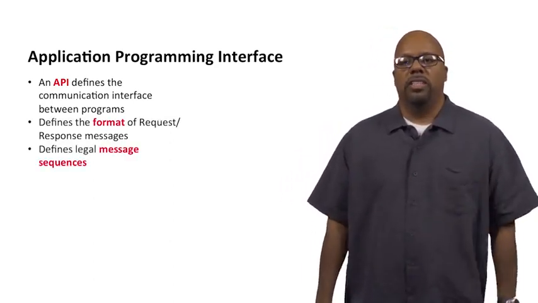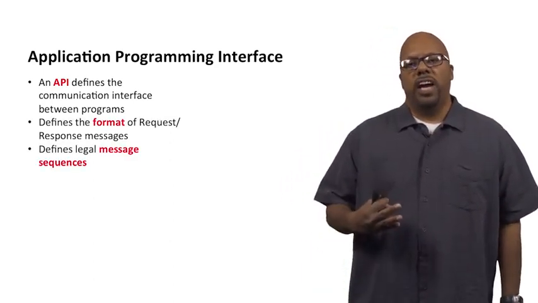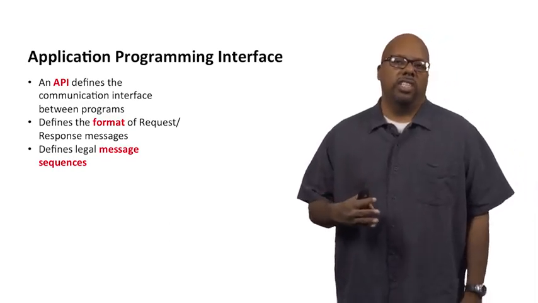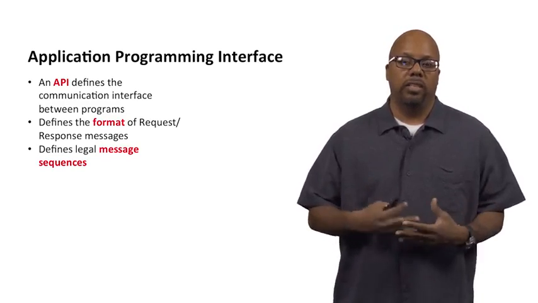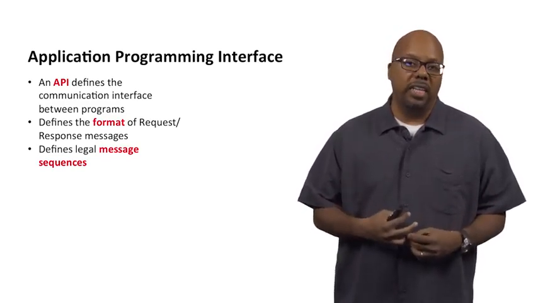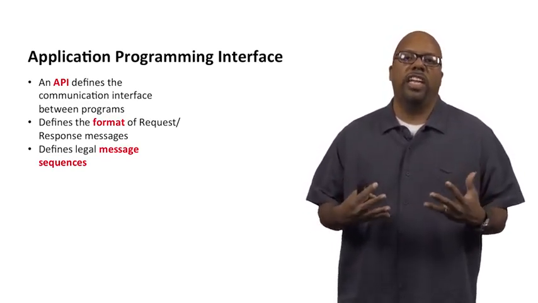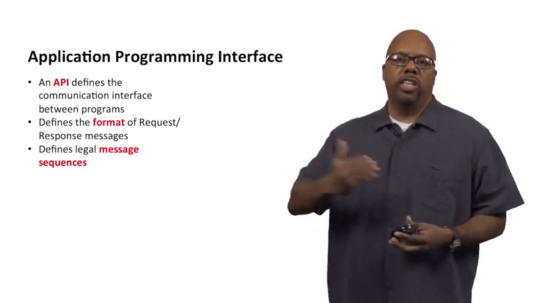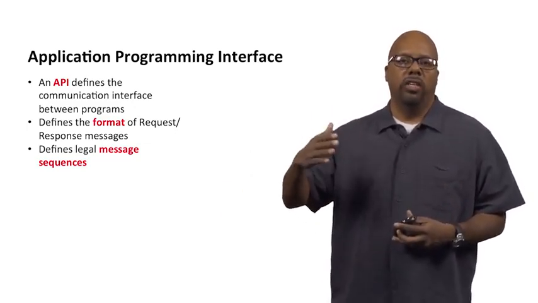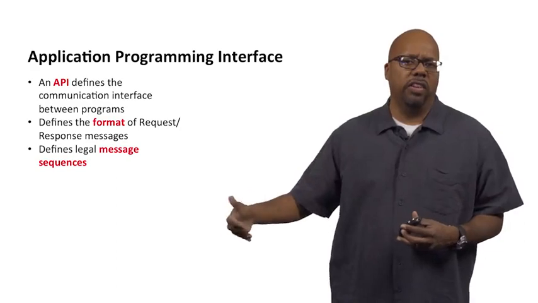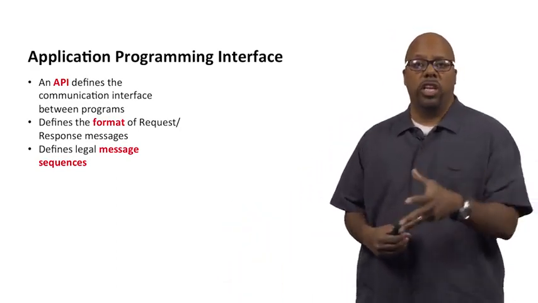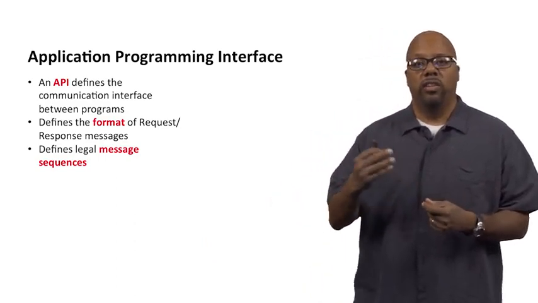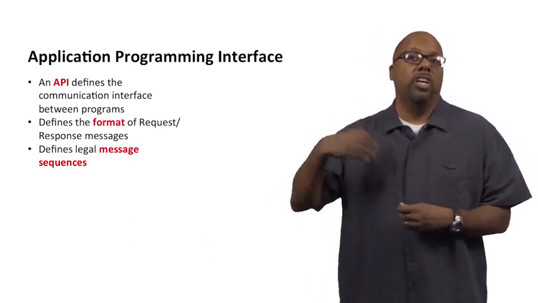So request-response messages. It also defines the legal sequence of messages if a sequence is relevant. What I mean by that is that a lot of these protocols are stateless. That is, you send one message, you get one response, and there's no memory of a previous sequence of things that happened before, right? But sometimes there are message sequences. So you send one message, and then you get this response, and based on the response, you send another message.